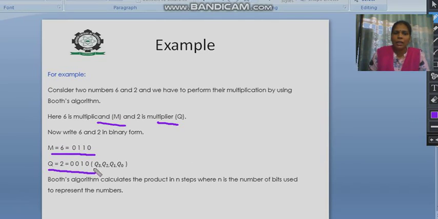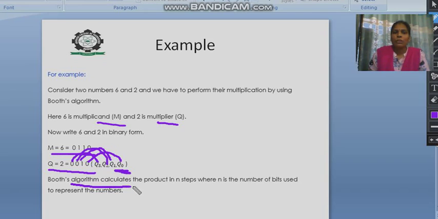And clearly here it is mentioned that the Q0 bit is 0, Q1 bit is 1, Q2 bit is 0, and Q3 bit is 0. So as we have discussed in the conditions, we need to check again and again, in each and every step, Q0 and Q minus 1. Q minus 1 is an explicit 1 bit register, but Q0 we have to take from this Q, that is the multiplier.